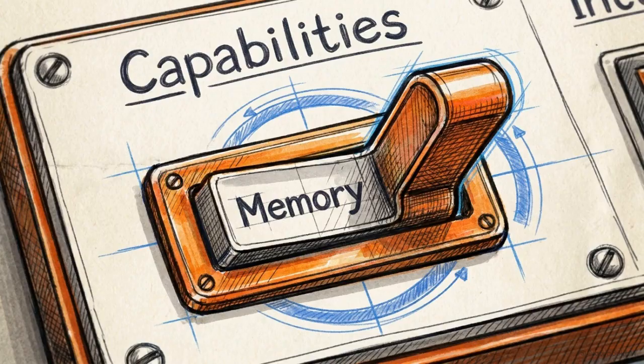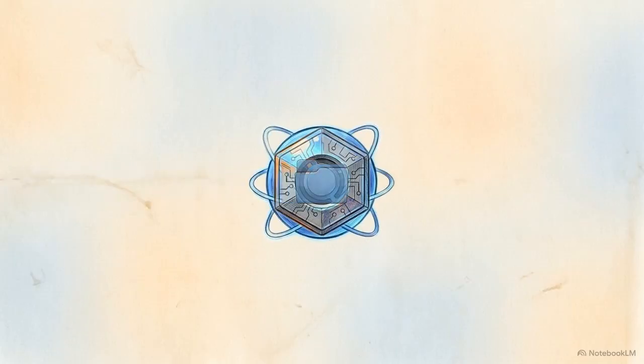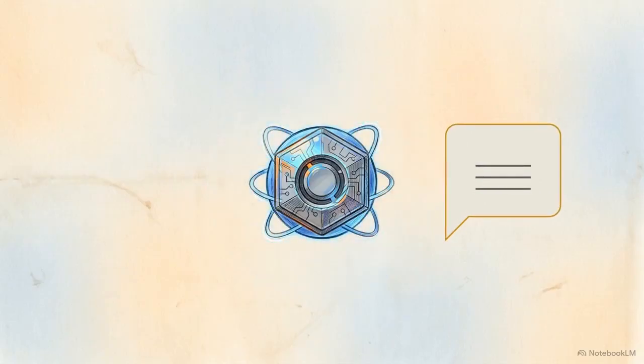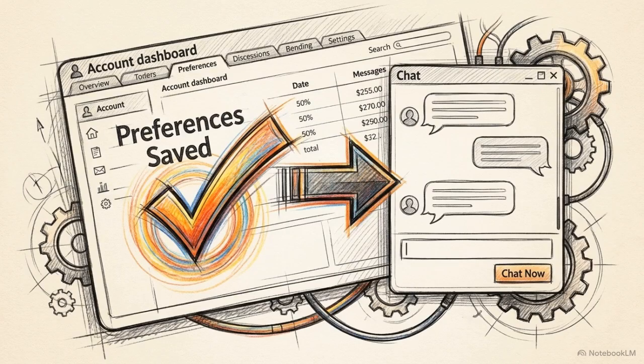Next, locate the memory toggle in the Capabilities tab. Enabling this allows the AI to reference context from your previous conversations, which prevents you from having to provide a background summary in every new session. By establishing these background rules now, you remove the friction of repeating preferences in future workflows.